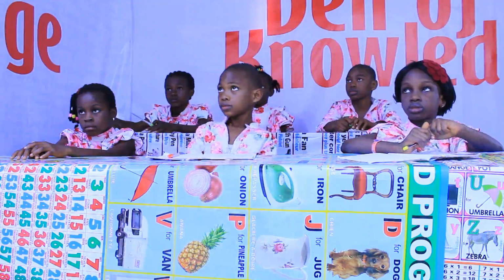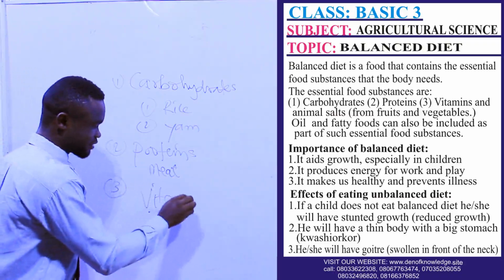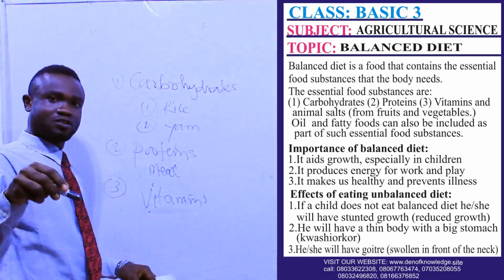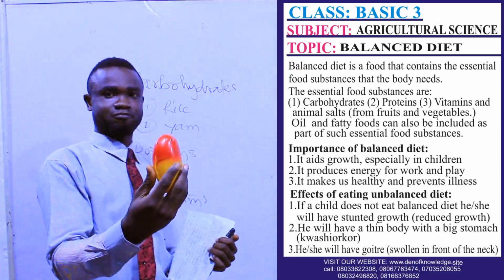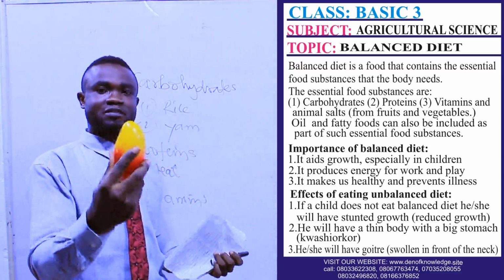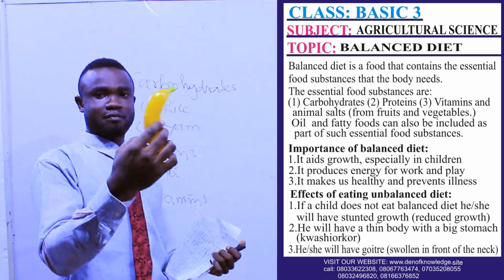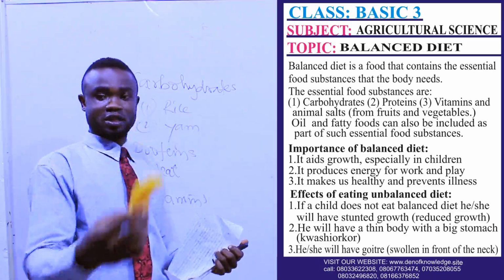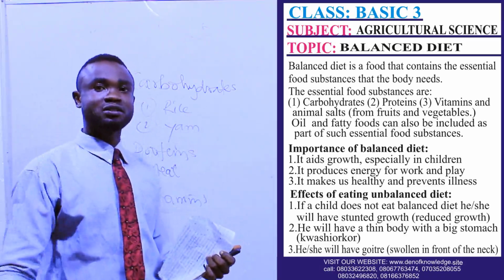Next one is vitamin. Examples of vitamin-giving food are fruits. We have different fruits. Look at this one. This is mango. Mango is a very good vitamin source. Next, we have banana. It's a very good vitamin source. In fact, all the fruits we eat contain vitamin.